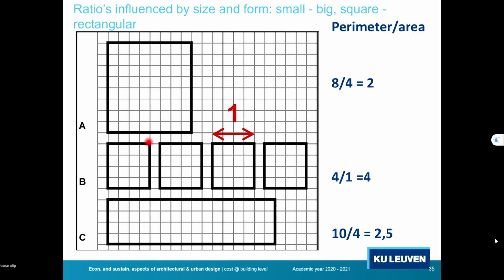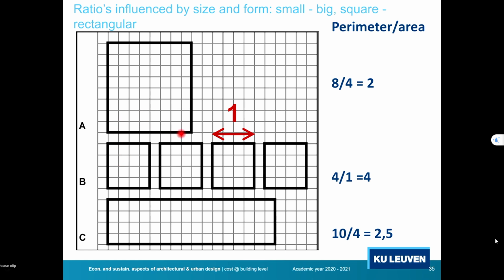And the total of these 4 small buildings is the same as 1 large building. It's again 4 times 1 square meter, so I have the same floor surface when I add up the 4 buildings in B compared to the 1 big building in option A. Now the ratio of the outer walls is 4 times 4 divided by 1, which is 4. So I have much more outer wall in this case than in the previous one, twice as much.